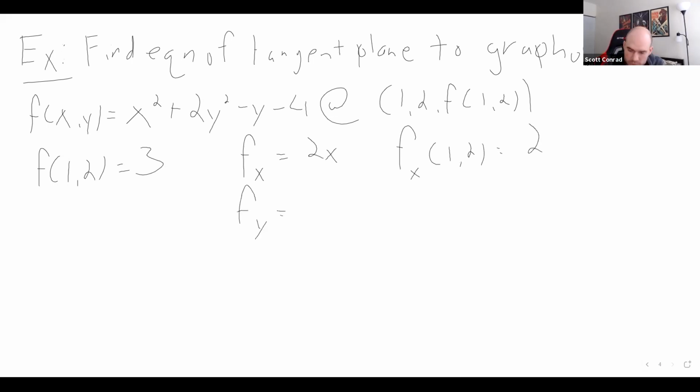Similarly, the partial with respect to y, treating x as a constant now and differentiating with respect to y, we get 4y minus 1. Then, plugging in x equals 1, y equals 2, we get 7. So now we have everything we need.